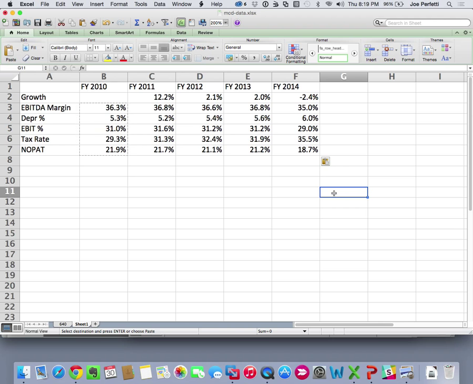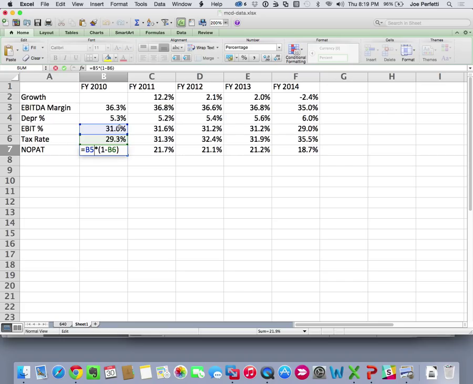No? So what I did for NOPAT is I just took cell B5 and I multiplied it by 1 minus B6. Okay? So it's the EBIT after tax. The tax rate is 29.3, which means it's the same thing as multiplying by 60.7. Okay? 1 minus the 29.3. Questions? Other questions? Yes?